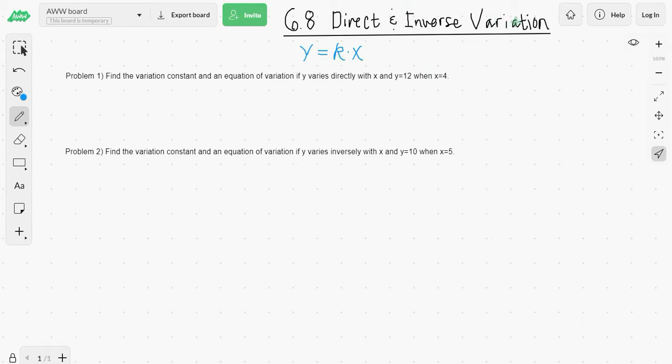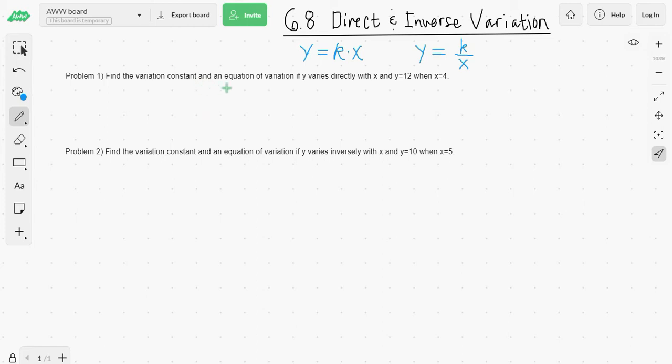Alternatively, you've got inverse variation, in which case you've got y is equal to k over x. So let's just solve these two problems because they will be important to know how to solve when you get to your online homework. So in particular, let's start with problem 1.